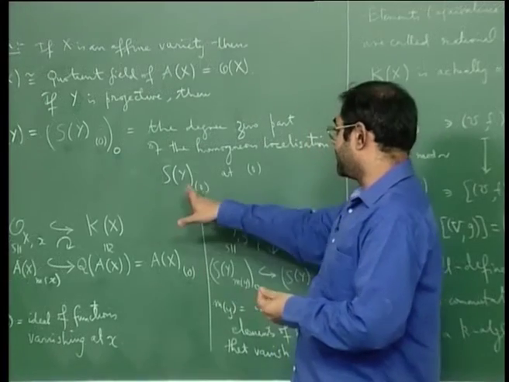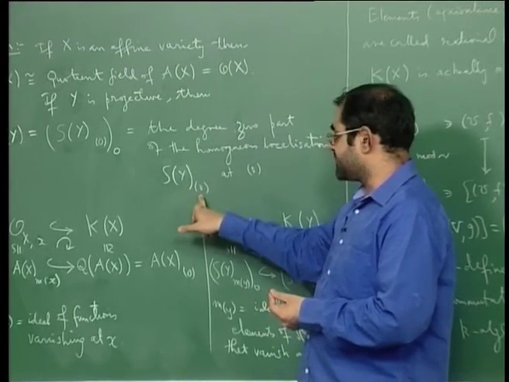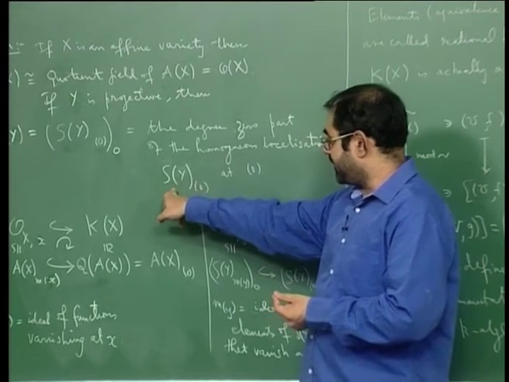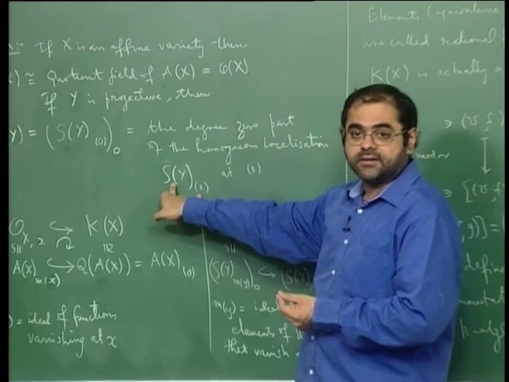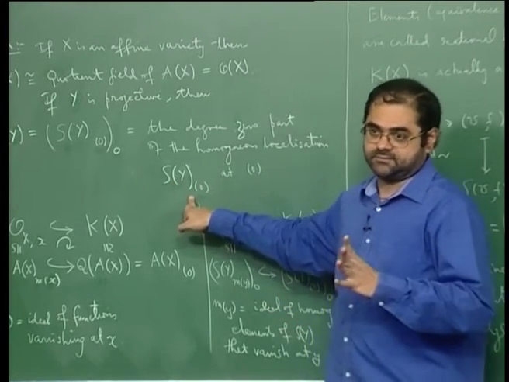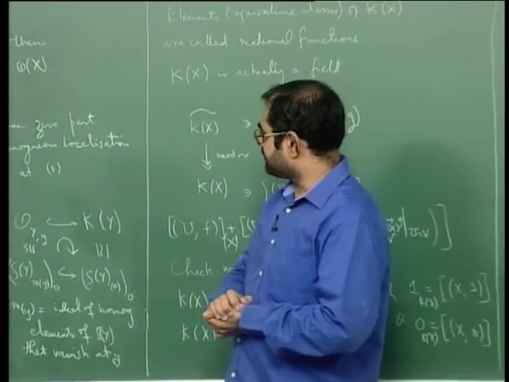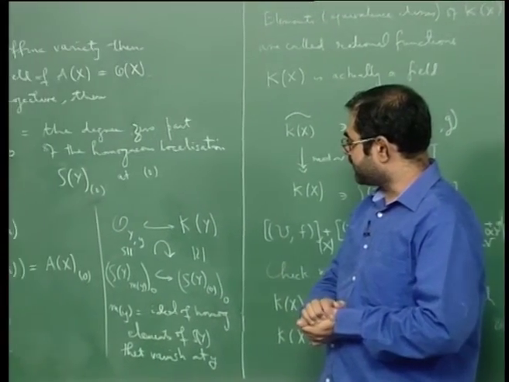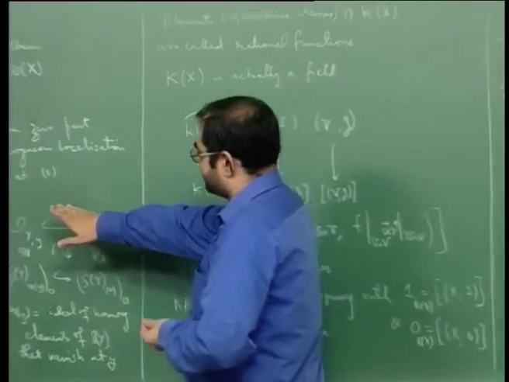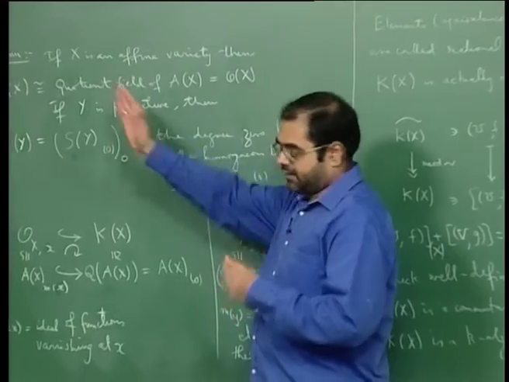And of course S_Y localized at 0 itself, being a homogeneous localization, will have a gradation, and it is the degree 0 part of that. If you take the degree 0 part, you get a field. I will explain more about this soon. So this is the point.